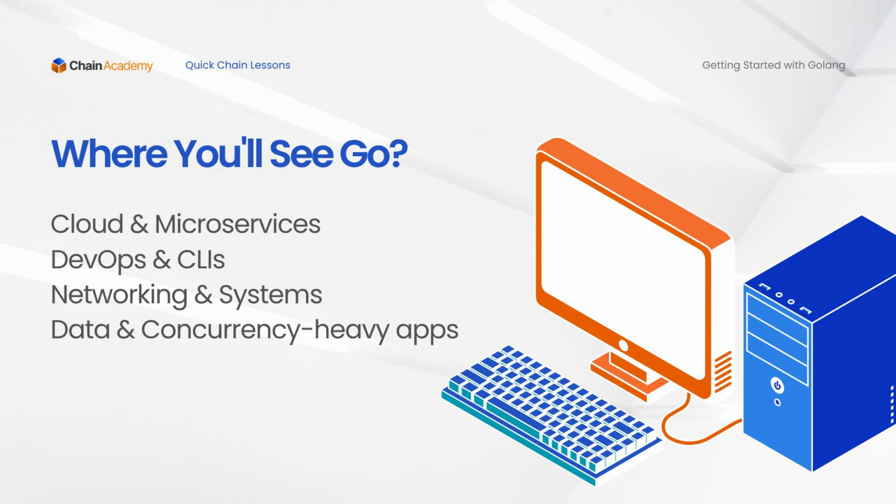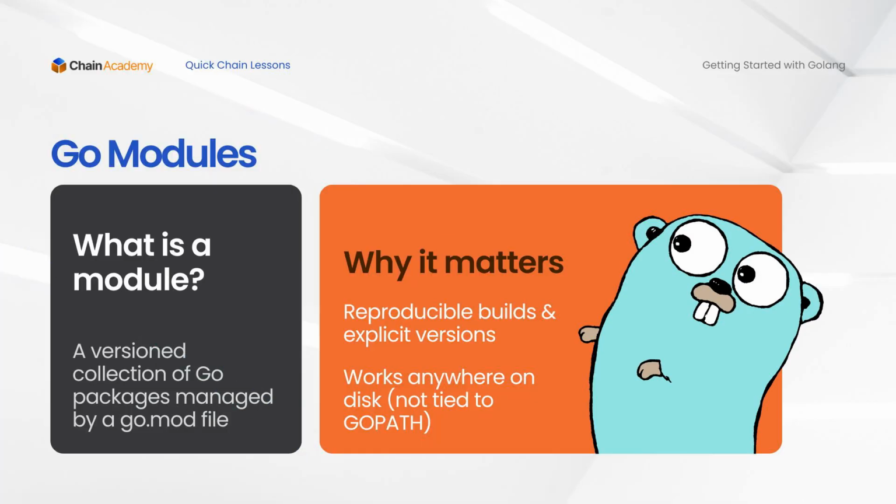Before we have a demo on how to install Go on your computer, let's first understand what a Go module is. Go modules, or the module system inside Go, is a versioned collection of packages managed by a go.mod file at your project's root folder. So why do modules matter in Go? They are responsible for creating reproducible builds. Your go.mod lists exact dependency versions. Anyone who clones your project gets the same versions.